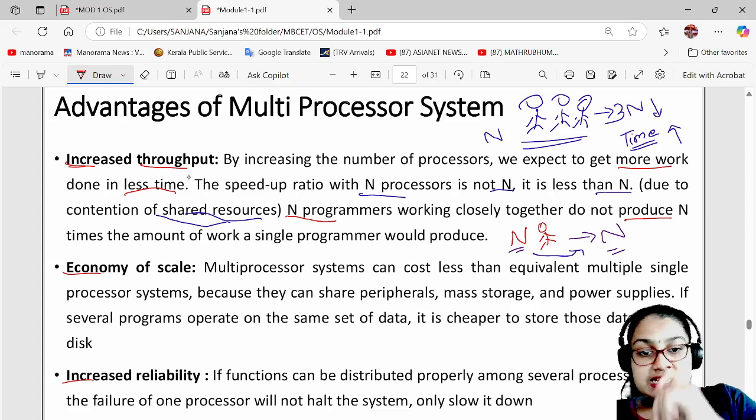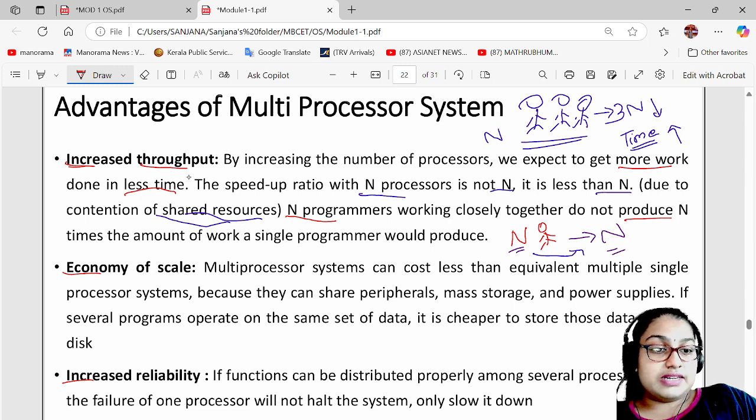Then economy of scale. Multiprocessor systems can cost less than equivalent multiple single processor systems. Economy of scale means that if we assemble multiple single processor systems, the cost will be more. But if we have one multiprocessor system instead of those multiple single processor systems, it will cost less, because the multiprocessor system shares peripherals, mass storage, power supplies and all.